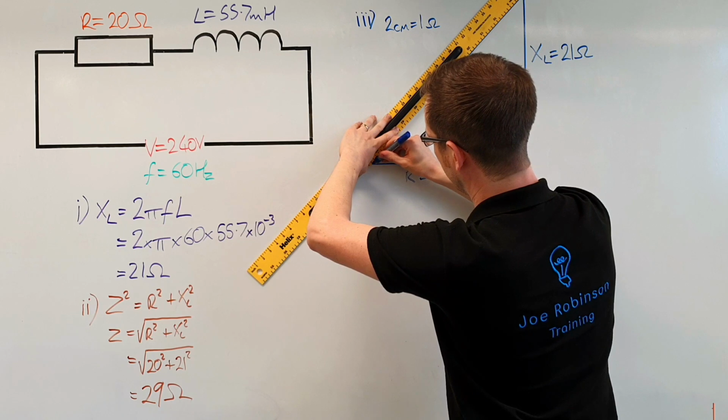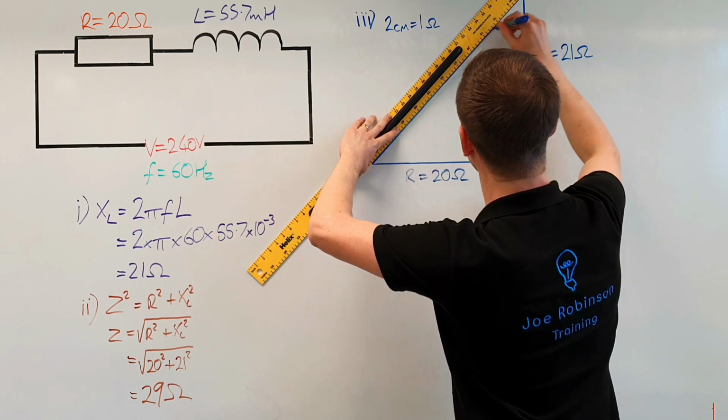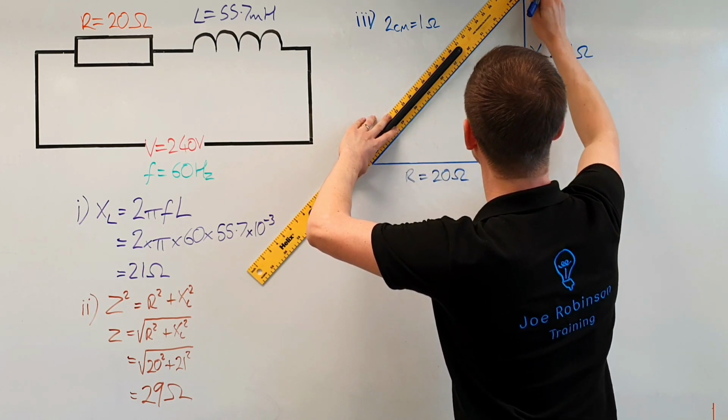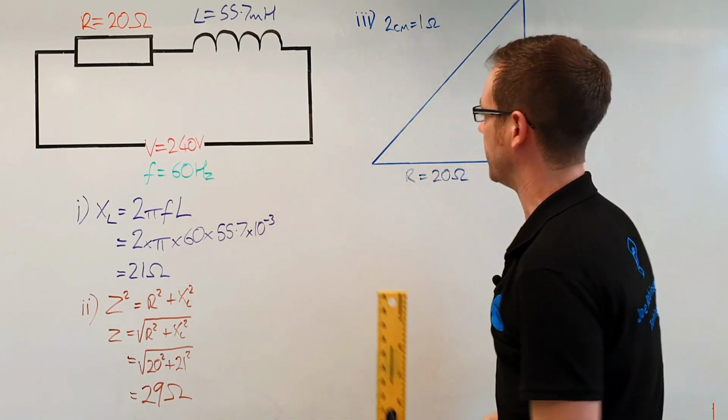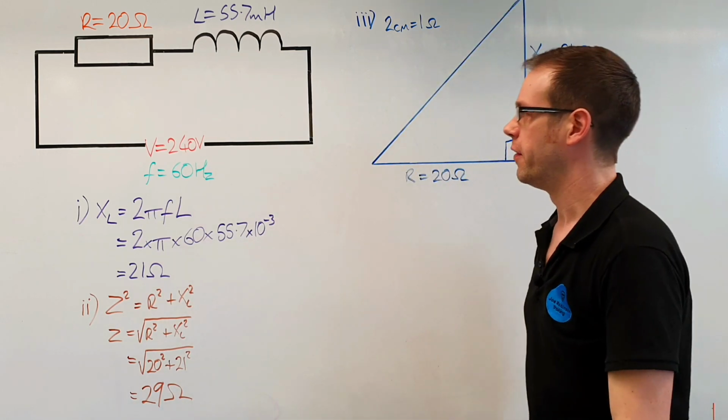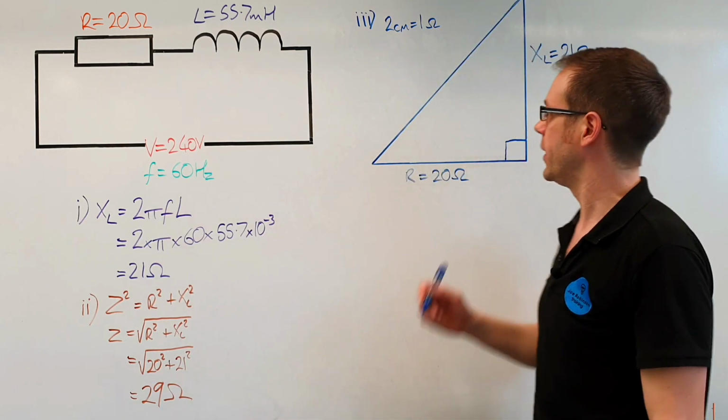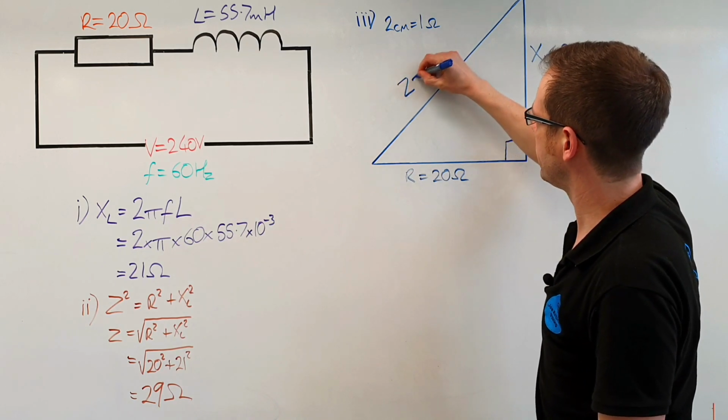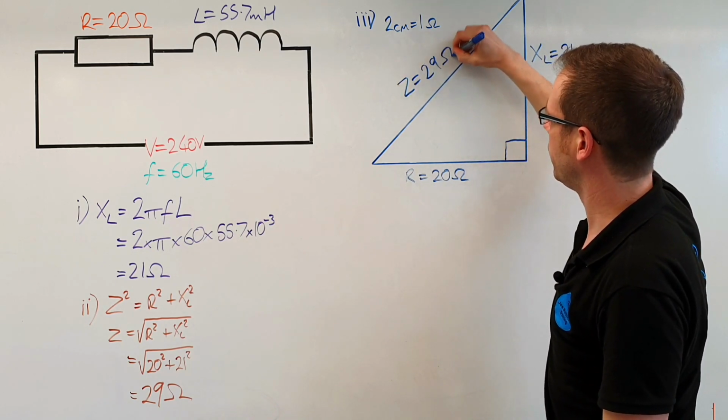Yeah, it turns out that that mathematical theorem that's been around for centuries is entirely accurate, as if we were ever in any doubt. Very good. So we can see there that's our impedance triangle. I'll write the Z on here. Z is equal to 29 ohms.